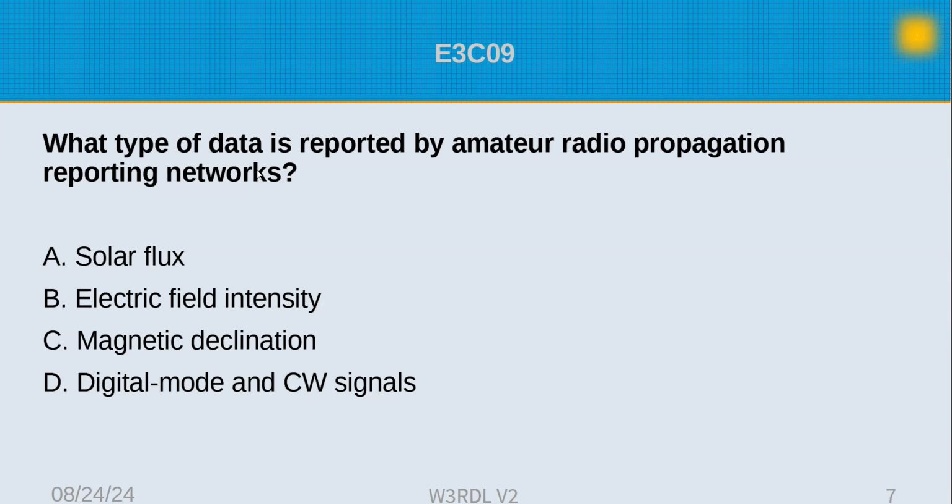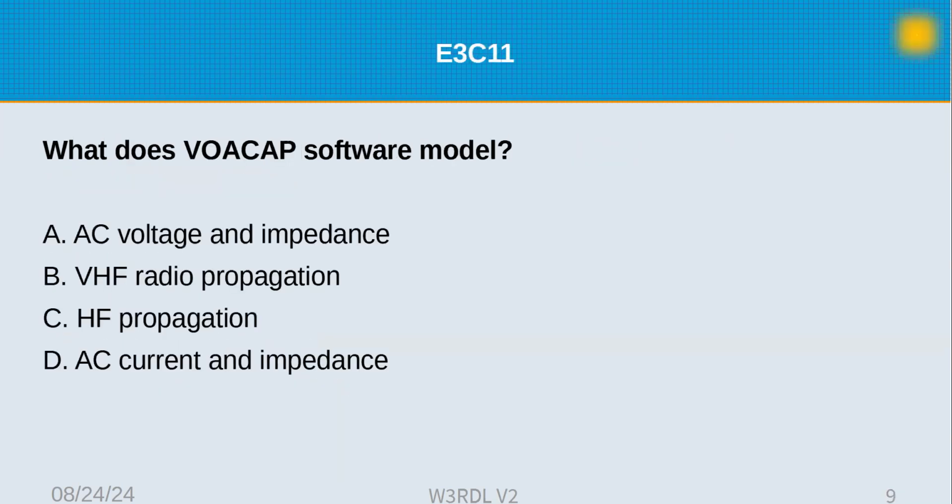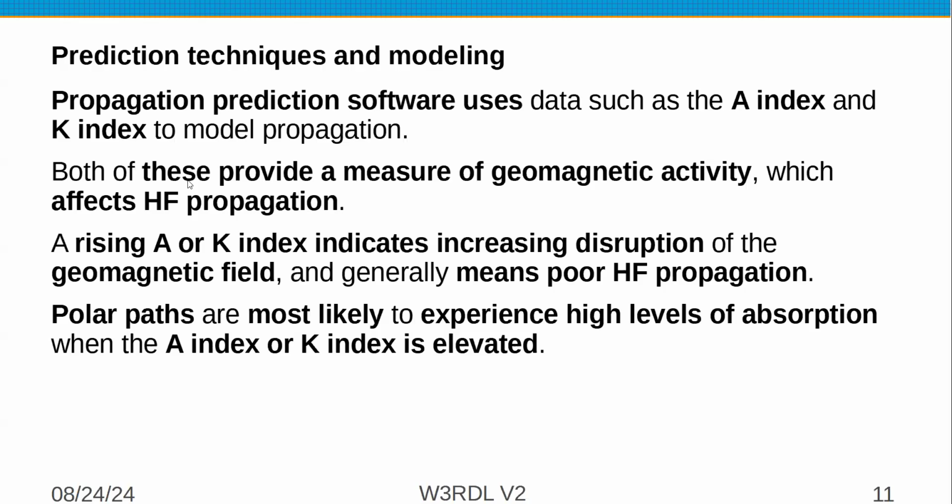So what type of data is reported by amateur radio propagation reporting networks? What does VOACAP software model? HF propagation. It gives you a nice propagation wheel once you put in all the parameters. It gives you the time around it, and then the bands as you go in, and it provides the color of how likely it is to make contact. Yeah, it's really nice. Maybe I'll have to go look that up and put a chart in for next time. Okay.